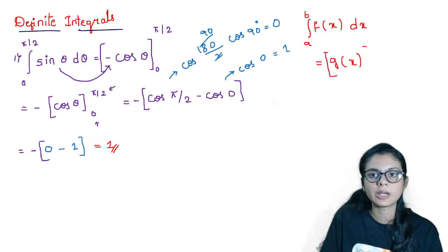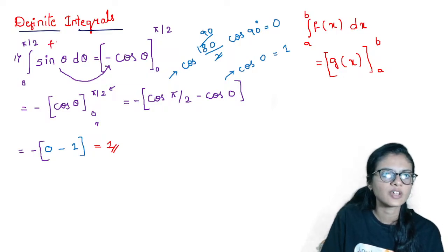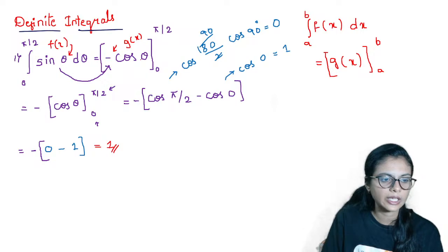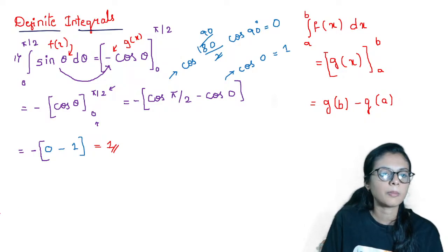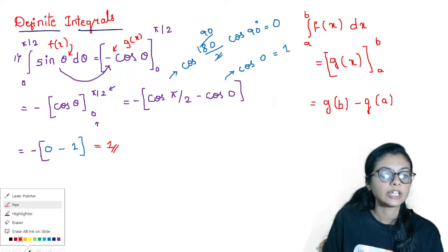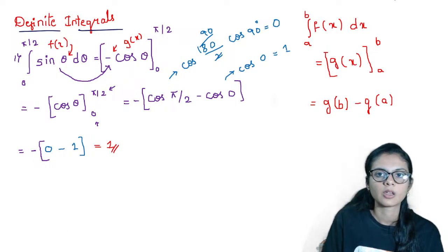Then I'll apply the limits to this g of x. What is the g of x here? The f of x here is sine theta, and g of x is minus cos theta. Clear? So finally I will get the answer g of upper limit minus g of lower limit. This is the method to solve definite integral problems. I have just given you the method, so any definite integral you can solve in this format.